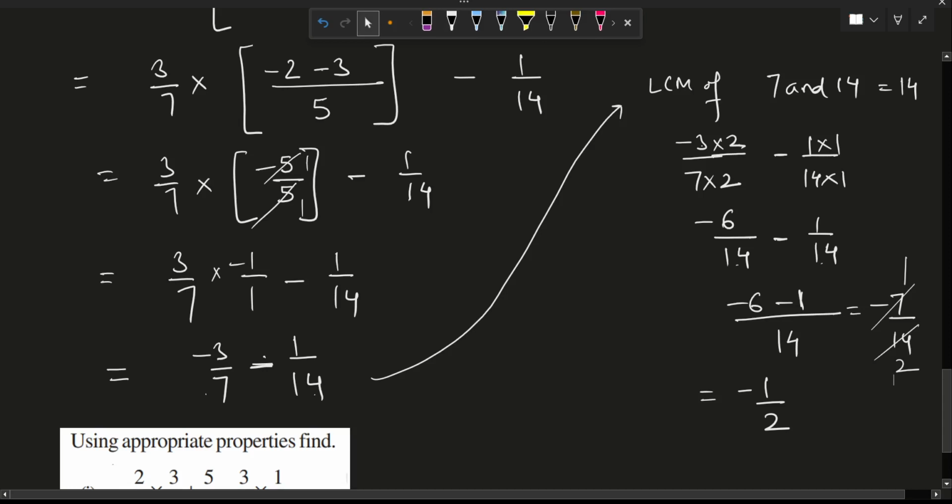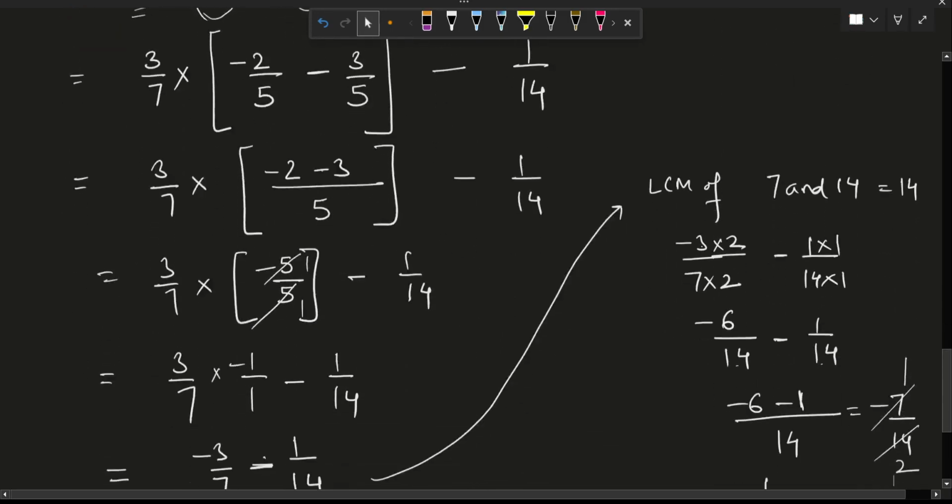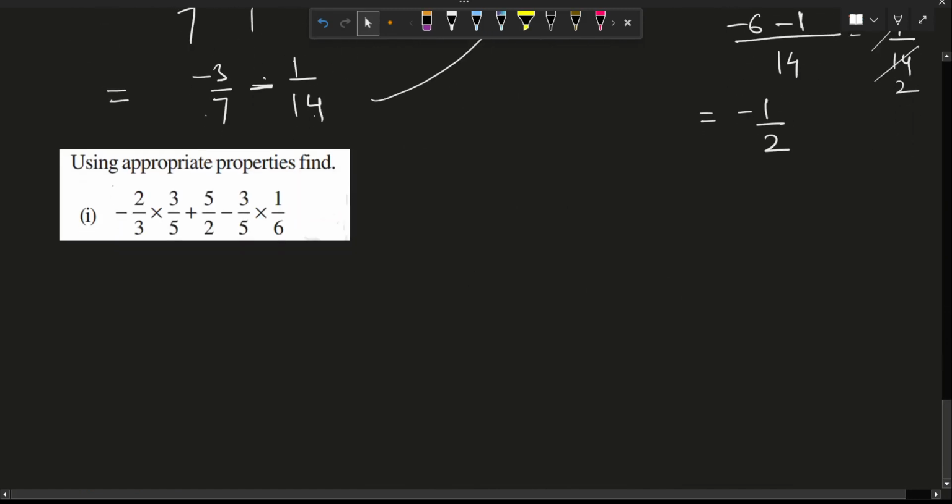I hope this is clear. Now you see, it was a little longer question. So please pause the video again. I'm telling you, solve this question and then only move to the next question. Hope it's clear. Now this one again is a complicated thing. You have to distribute also. You have to associate also. Let's see how we are going to do it.